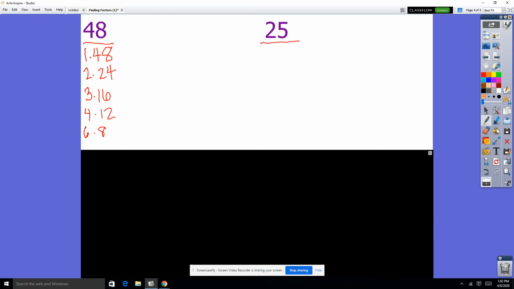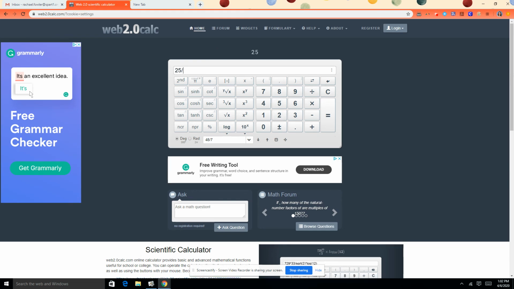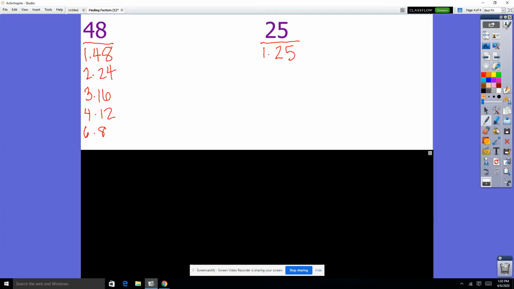The next number I'm going to try is 25. So we know 25 is 1 times 25. It's always a factor. 1 times itself is always a factor. So then the next number I would try is 2. Well, I know 2 isn't going to work because 25 is odd, and odd numbers aren't divisible by 2. So then I would try 3. Still doesn't work. And then I would try 4. Also is not a factor. And then I will have 5, which is a factor. 5 times 5 is a factor of 25. So these are all the factors of 25. 1 and 25, 5 and 5.